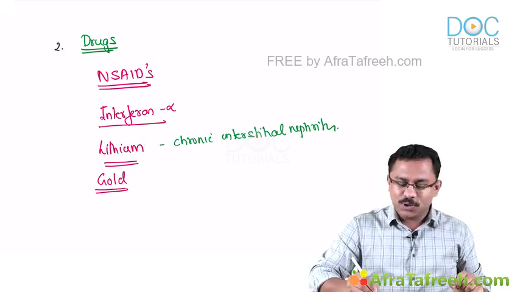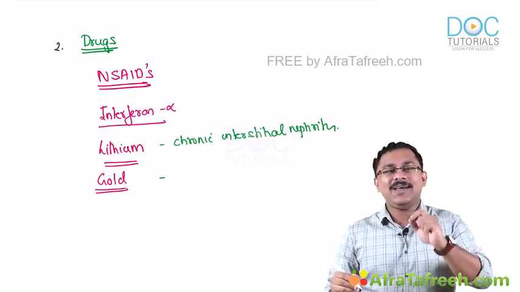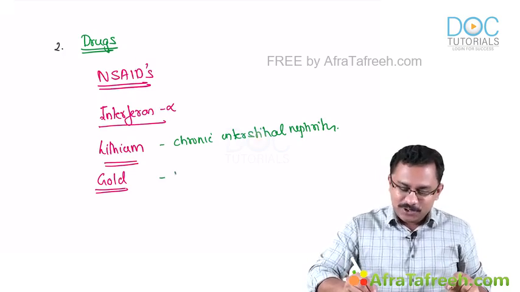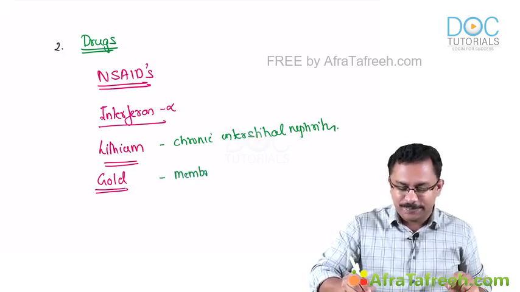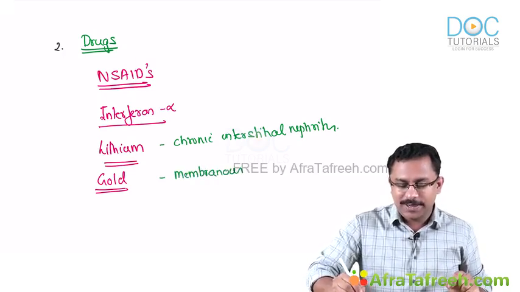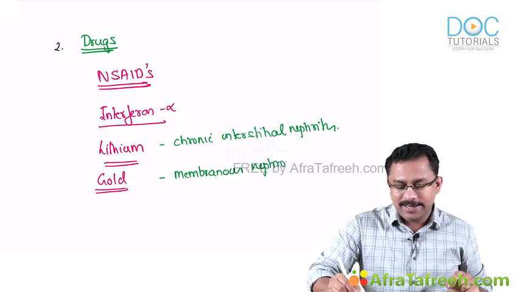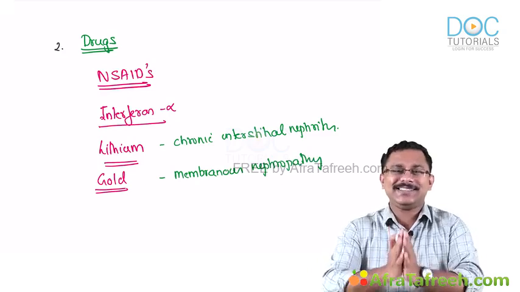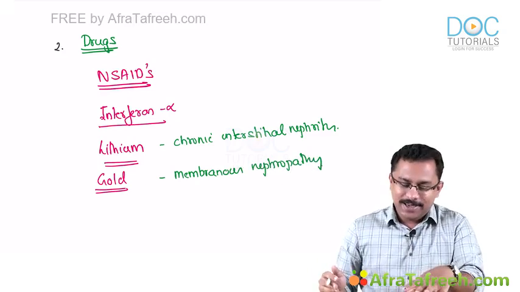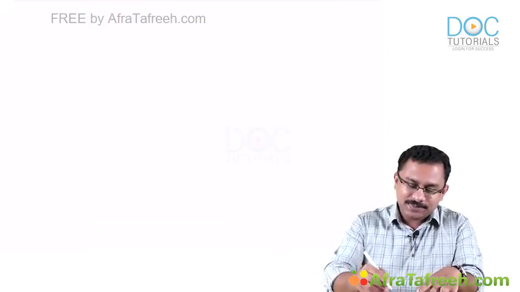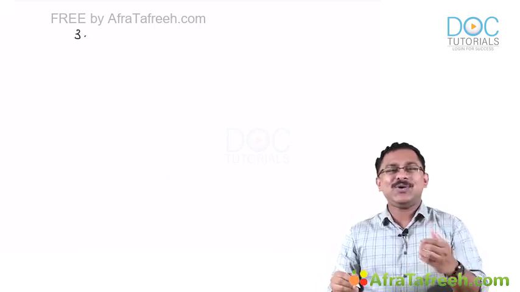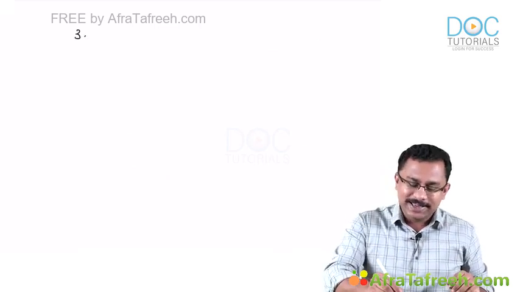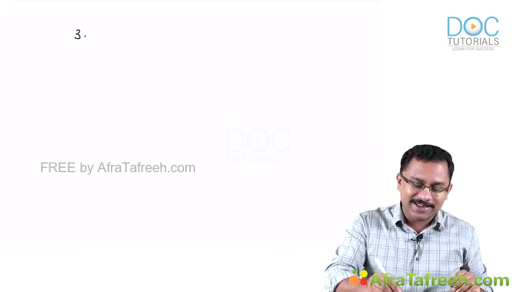And for gold, one point you have got to remember: normally gold produces a membranous nephropathy, but it can also produce minimal change disease. Now after drugs, number 3, you can also have minimal change disease in association with allergies.